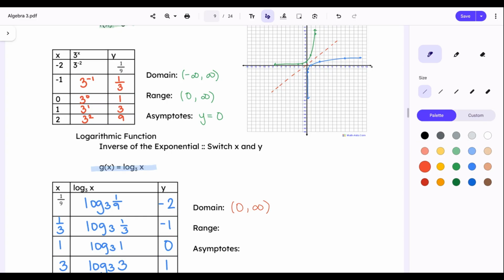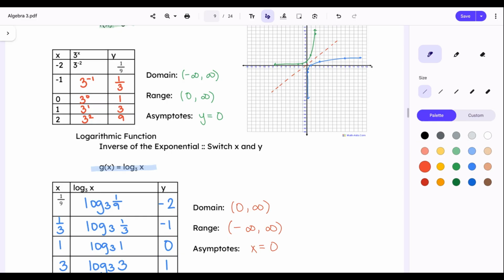My range, though, now seems to be not affected by any specific number. Like I have some positive y's and negative y's, and it looks like it continues to go in both directions. So my range now is negative infinity to positive infinity. And now this time, because of that domain restriction, that means that my asymptote is going to be at x equals 0 instead of y equals 0. So you can also kind of see how the domain and the range relate to each other between these two. Some things get flipped around, just like they got flipped around on our table.